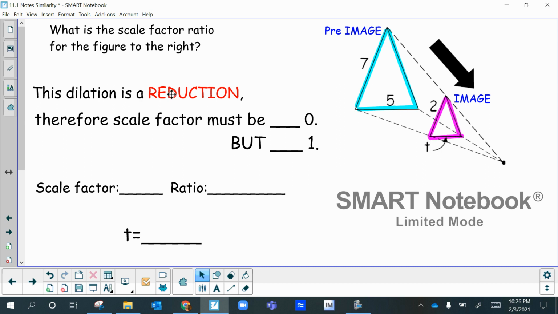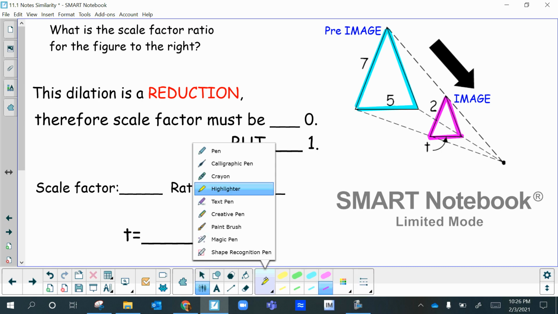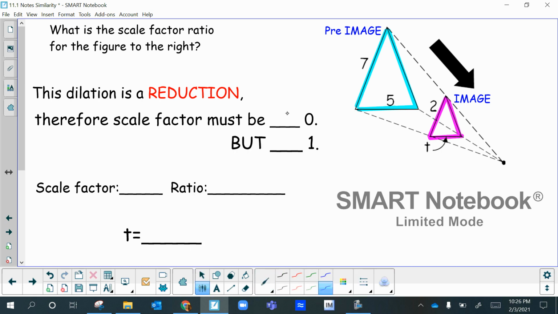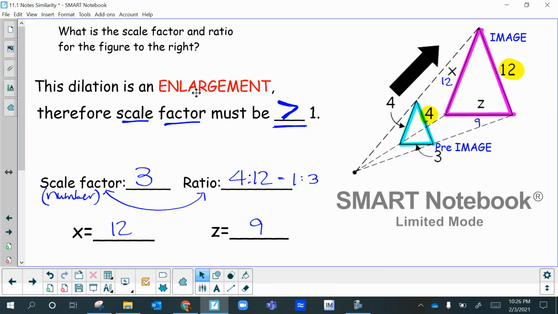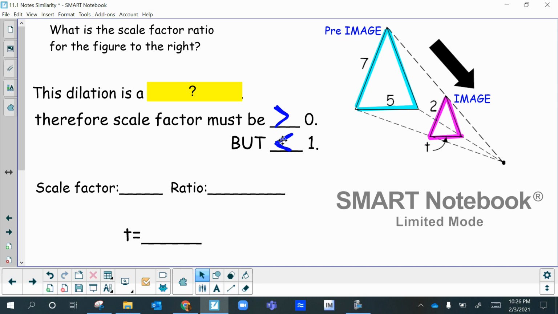So therefore, the scale factor is going to be greater than 0, but less than 1. Okay, so let me flip back on this one here. This one was an enlargement, and therefore this one is greater than 1, like here. So now it's going to be less than 1, but we still need it to be greater than 0. So let's do the ratio first, because the ratio is a little bit easier. You always want to go from pre-image to image.